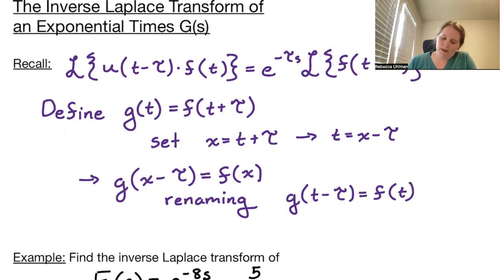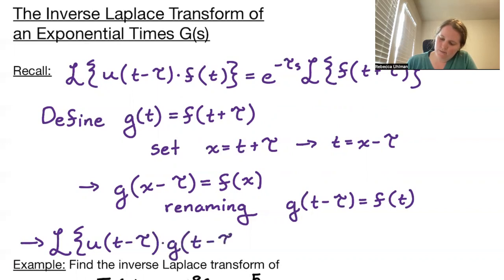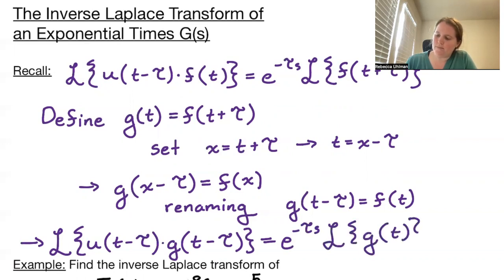So then what we get is an equivalent statement for the Laplace transform, which says the Laplace transform of u of t minus tau times g of t minus tau is equal to e to the negative tau s times the Laplace transform of g of t. This is more useful for doing inverse Laplace transforms. I'm going to give myself a little more space so we can write one more line.